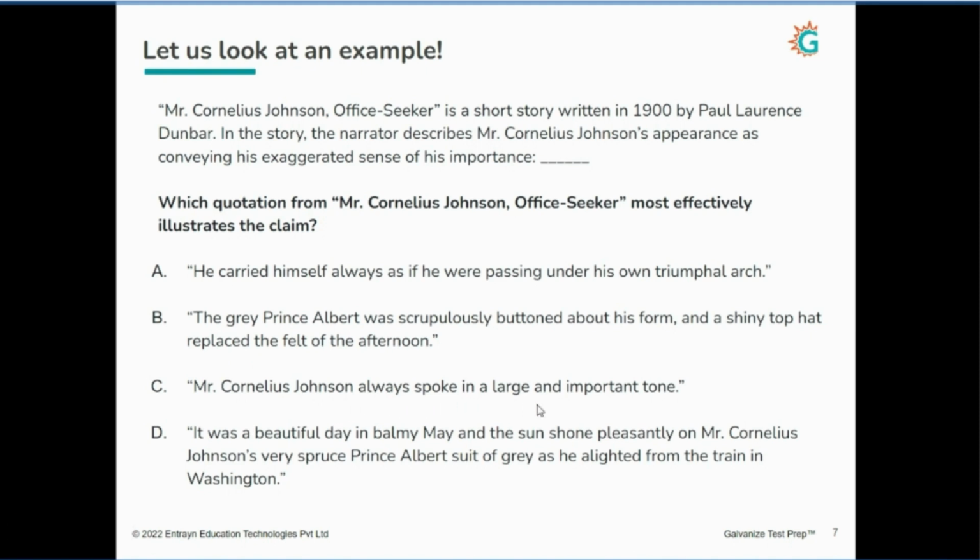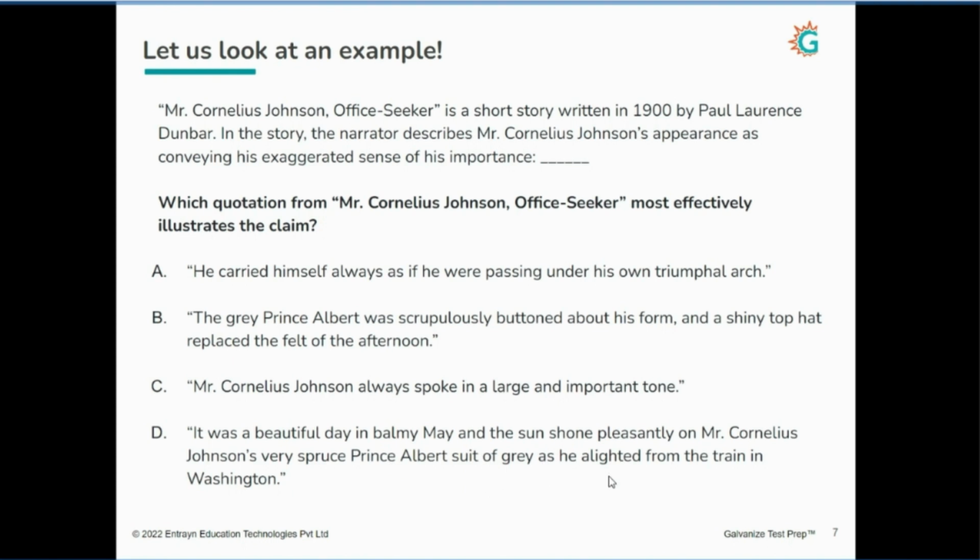Mr. Cornelia Johnson always spoke in a large and important tone. Okay, so this character always spoke in an important tone. Why can't this be option C then? Because it doesn't have to do with his appearance. Very good. And what about option D then? It doesn't talk about his importance also. And it's mostly about the setting, the climate, all those things, rather than this particular character.